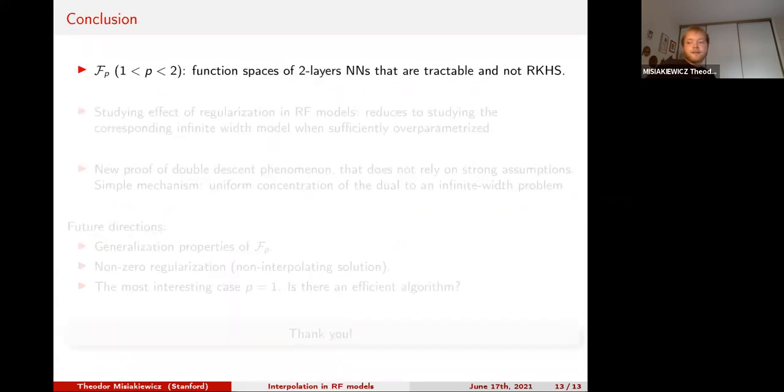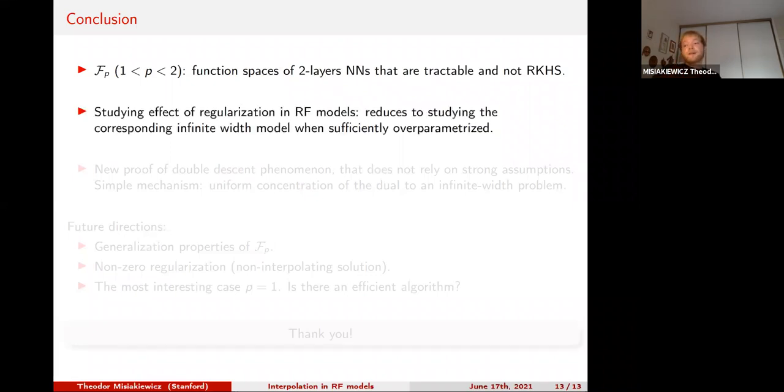And so let me conclude. First, one of the things that I find interesting in this work is that now we have access to these F_p spaces, which are spaces of infinite width two layer neural networks that are tractable and not RKHS. On the other hand, people can be interested in studying the effect of regularization in random features models. Here we showed that when you have enough overparameterization, it reduces to studying the corresponding infinite width model, which is much simpler.